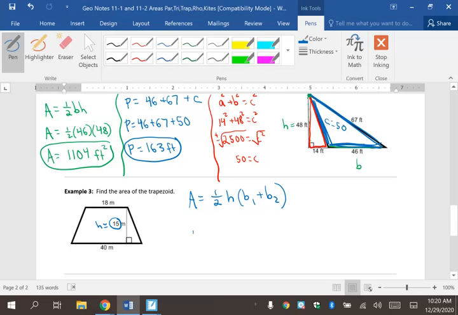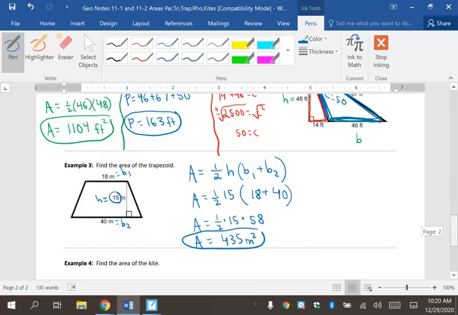So the height is 15. And one of the bases, it doesn't matter which one is base 1 and which one is base 2. So let's just call this base 1, this base 2. Again, it does not matter which one is base 1 or base 2. So we have 18 plus 40 or 40 plus 18 because we have the commutative property for addition. Does not matter the order that you add. 18 plus 40 is 58. So now just multiply 0.5 or 1/2 times 15 times 58 and we get 435. So area is 435. Use units, so this would be square meters.